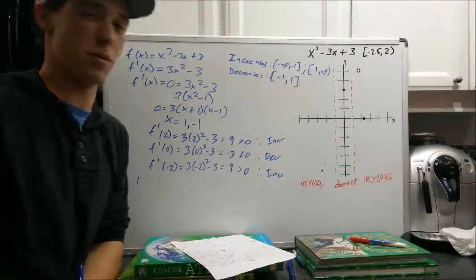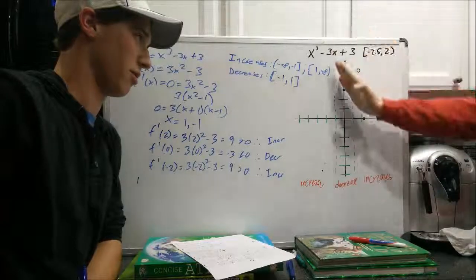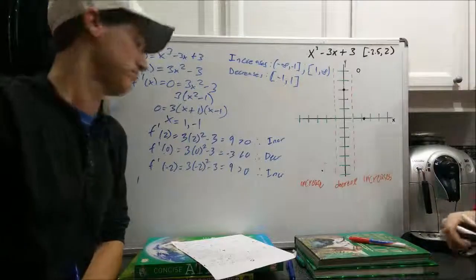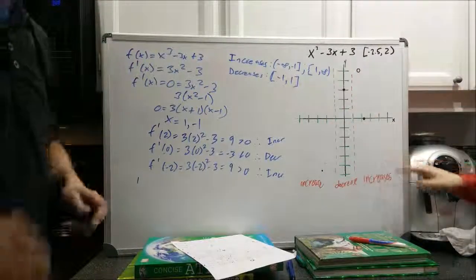No, that'd be a minimum, because it goes from decreasing to increasing. So it's decreasing here, and then it begins increasing. Absolutely. And this one here would be a maximum. Exactly. It goes from increasing to decreasing.